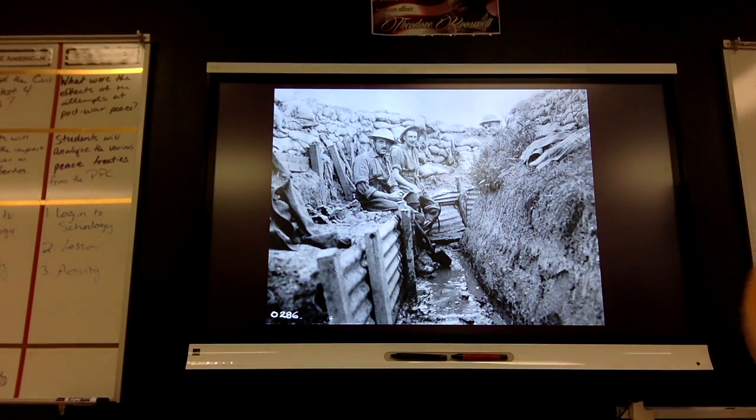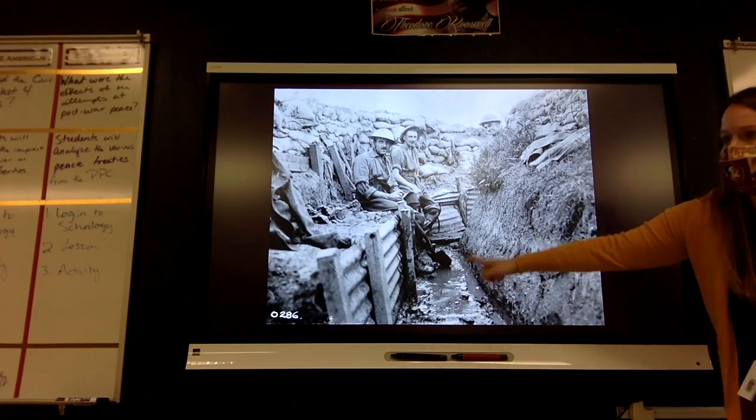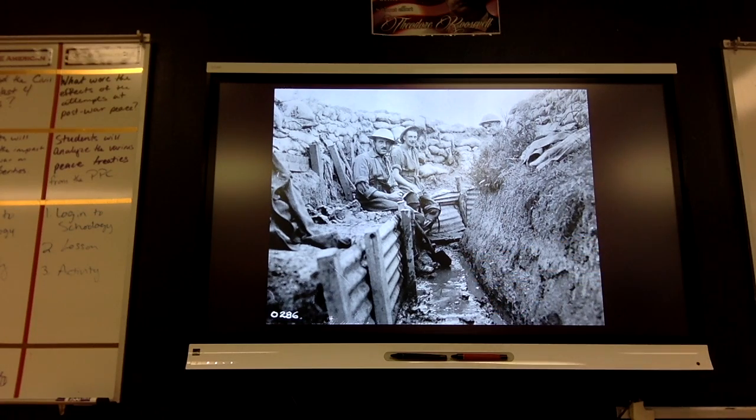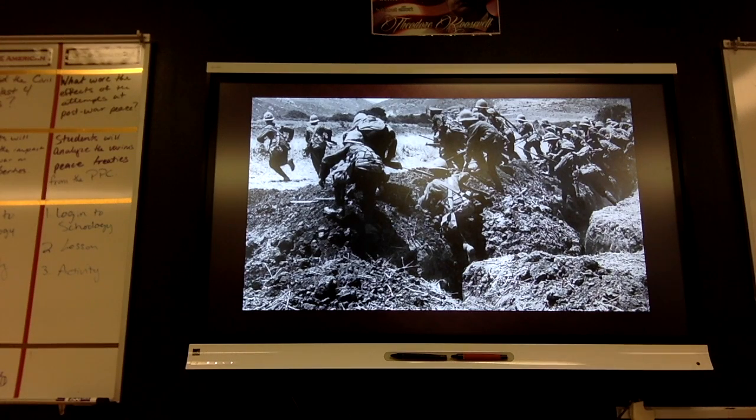So here's some actual photographs. Wouldn't you want to live in that for 4 years? Oh, look how wet the ground is there. Imagine if it rains, the mud. That's a recipe for getting sick, isn't it? Yeah. Or getting trench foot because your feet are wet all the time. You gotta go out and go fight. Run across no man's land.